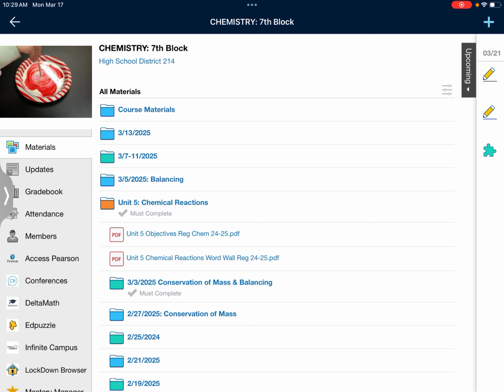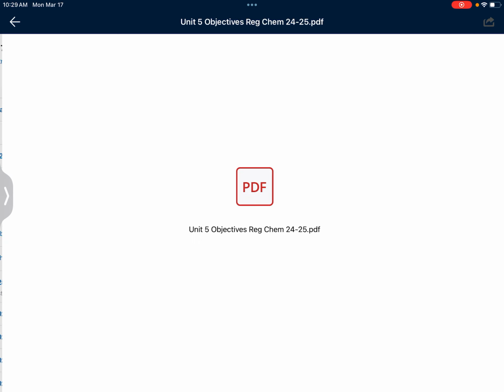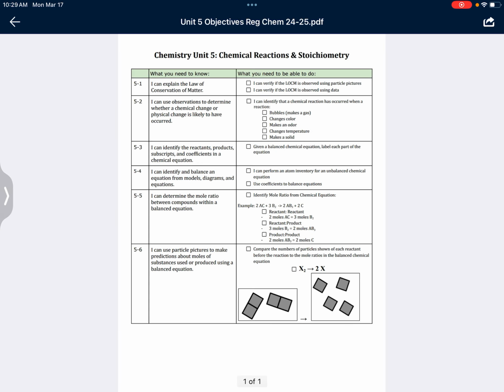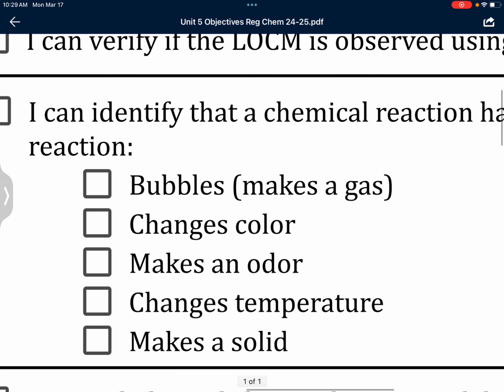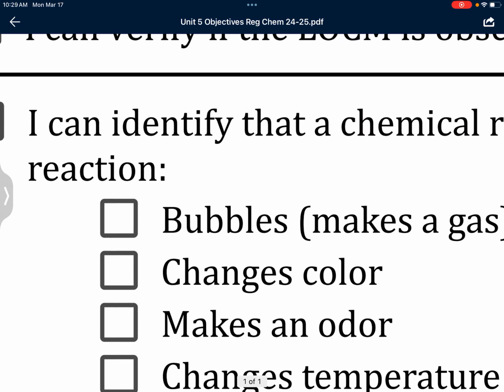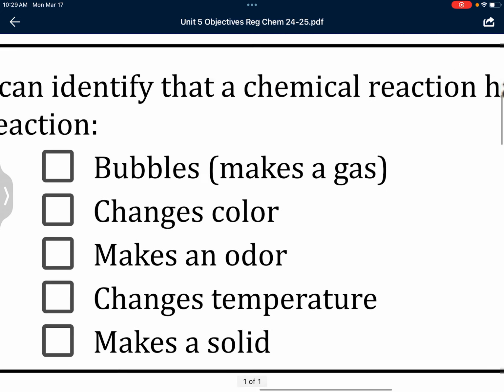Then you're going to click on the first document that says Unit 5 Objectives, Reg Chem. Go to 5-2, and here are the 5 signs of a chemical change. You need to memorize these, okay? So memorize them. You will also have to apply them. So for example, if I said 2 substances were put together and they started bubbling, you would know it was a chemical change because bubbles, right, fizzing, gas was made.